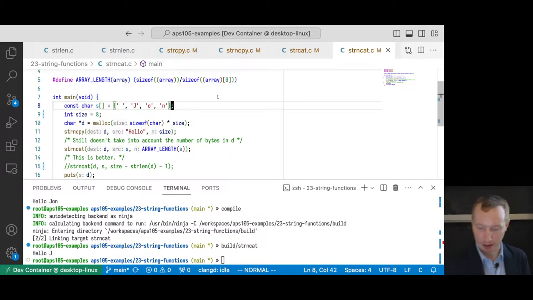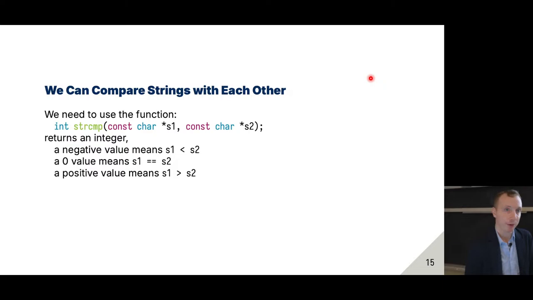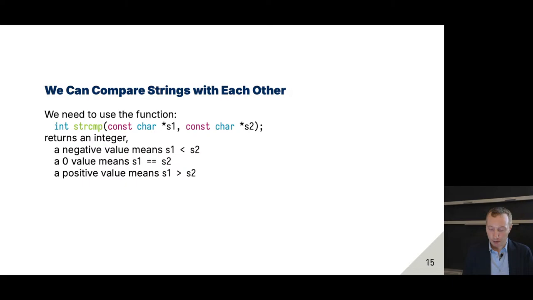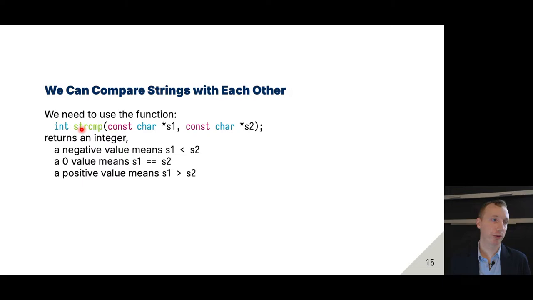So that's that example. So we can also compare strings to each other. So has anyone ever, like in Windows or anything, organized by file name, and the file names are in weird orders that you don't really expect, especially if they start with numbers? So we'll get into that. So we can compare strings with each other using this function called strcmp. Again, short for string compare. So we're just comparing the content of two strings with one another.